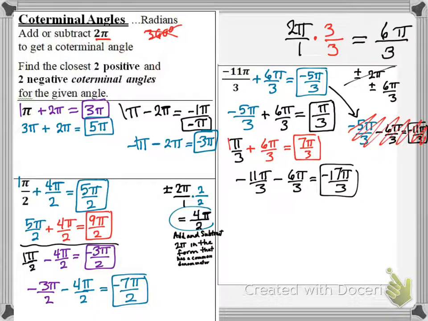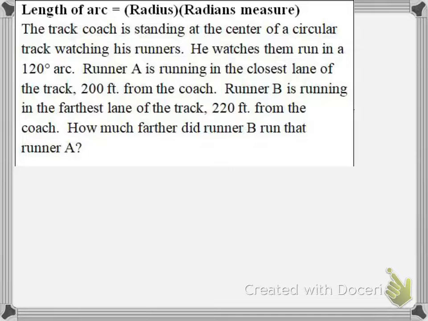Okay, one more thing. We have 1 word problem in our assignment that we really need to deal with. I want to make sure I do one of them for you. This is an application of radians to real life. It says the length of an arc equals the radius times the radian measure. So, a track coach is standing at the center of a circular track watching his runners run. He watches them run in a 120-degree arc.